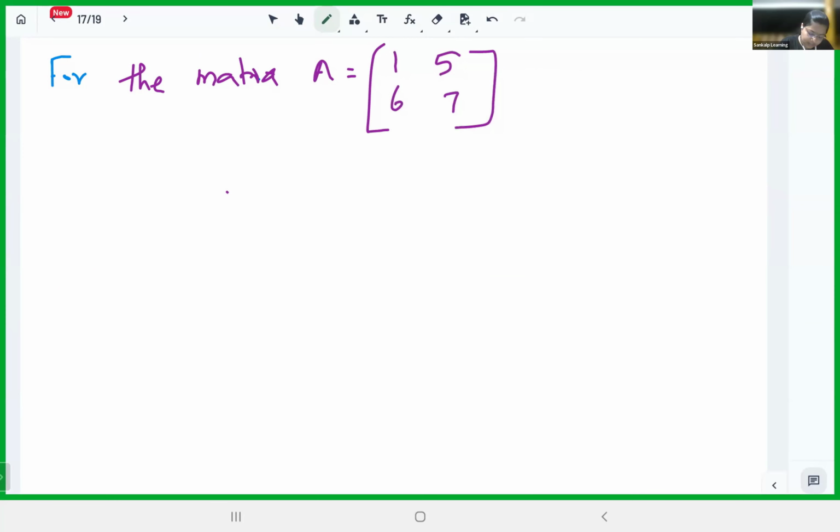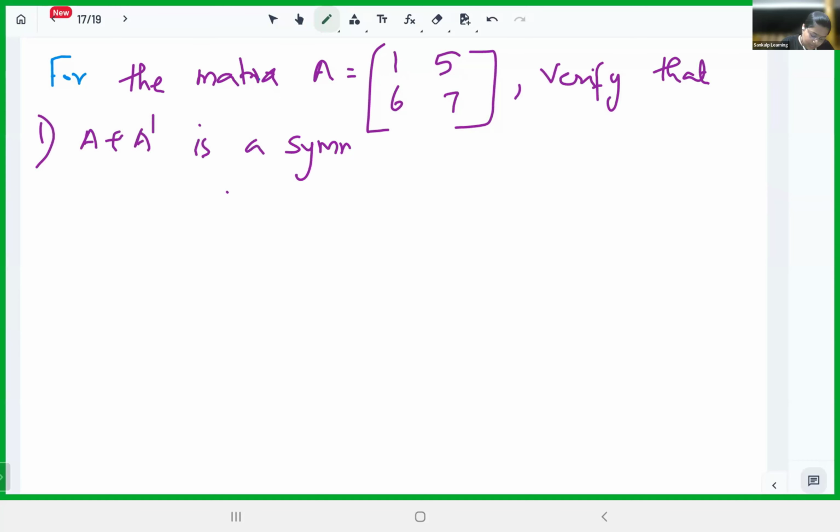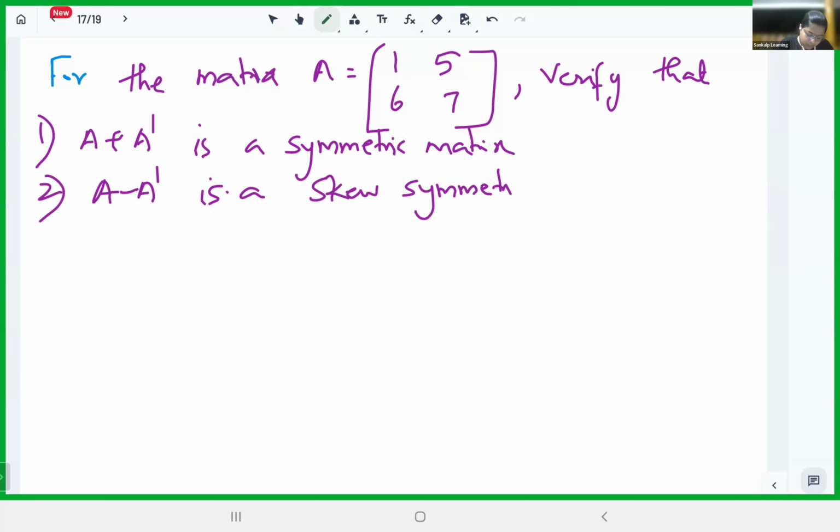That is, for the matrix A equal to the matrix 1 5 6 7, verify that first, A plus A transpose is a symmetric matrix, and the second one, A minus A transpose is a skew symmetric matrix. Okay, so both parts you have to prove.